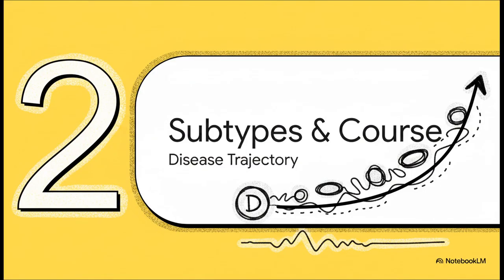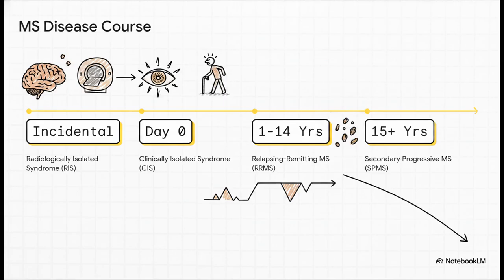Section 2. Subtypes and disease course. Let's map out the typical patient journey. It very often starts completely silently with radiologically isolated syndrome, or RIS, basically incidental MRI findings in an asymptomatic patient. Now, if they have spinal cord lesions or positive CSF bands here, their risk of converting is sky high. Then comes day 0, clinically isolated syndrome, representing their first actual demyelinating episode.